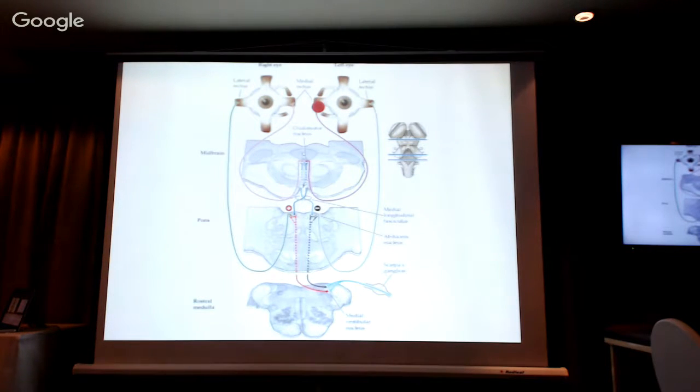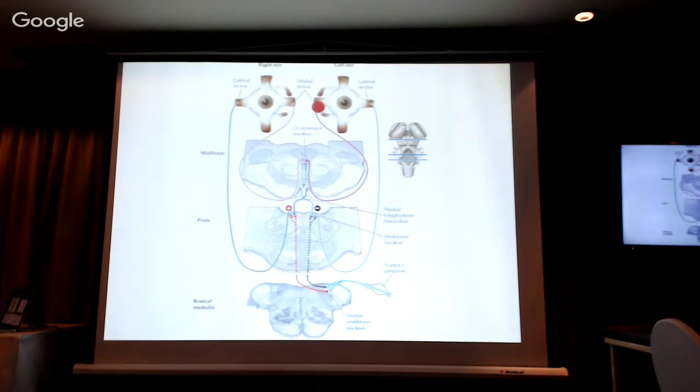So that will also explain, if there's a problem with this particular side, the eyes will tend to drift towards that side with a corrective jerk away. So the nystagmus is going to be away from the vestibular lesion. Is that clear for you?